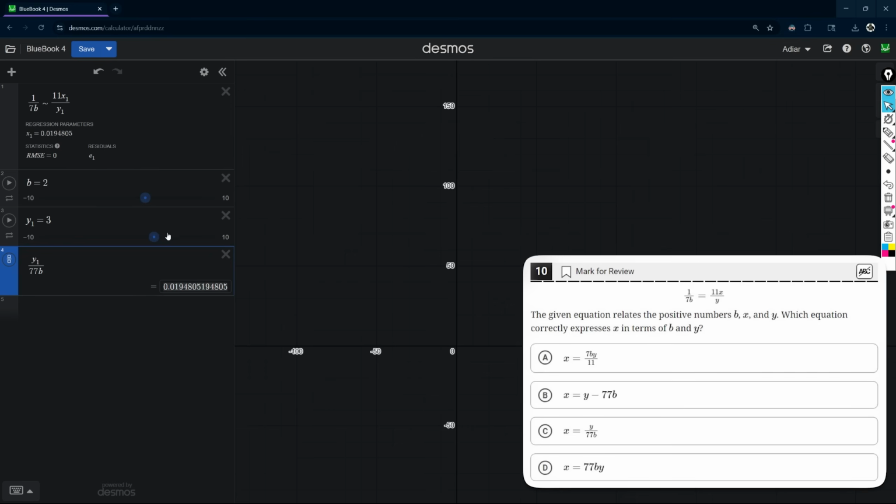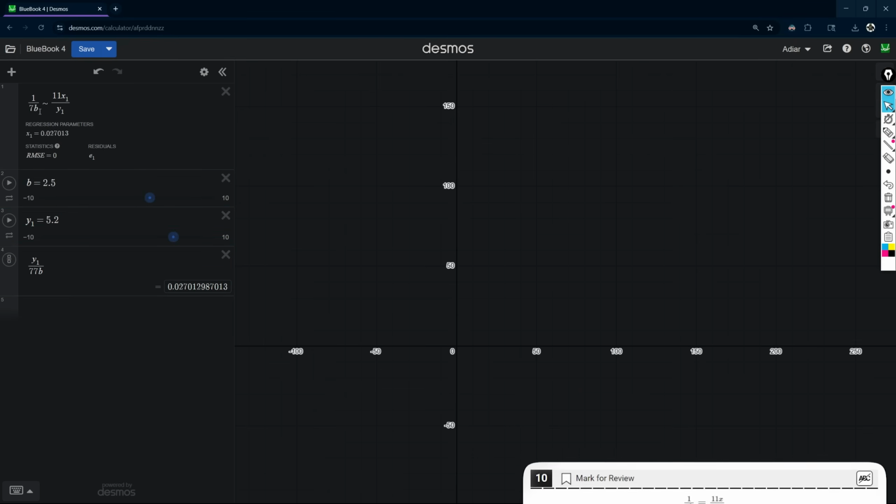And why it doesn't matter what these sliders are is because the question is saying that if the expression is the same, which equation correctly expresses x in terms of b and y, that means that the x is going to be the same in the first equation as in the second. So we can make these whatever we want, and this will always be the same in the first and the second. I am making sure, though, that we keep b and y positive. Because the problem says to keep them positive, it is better practice too. The only thing that we can't do is make y1 equal to 0 or b equal to 0.